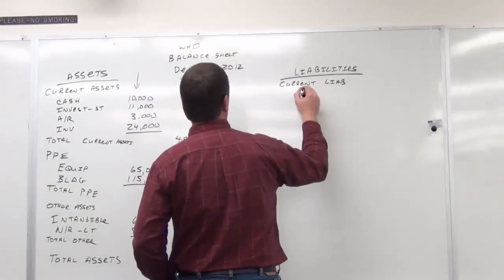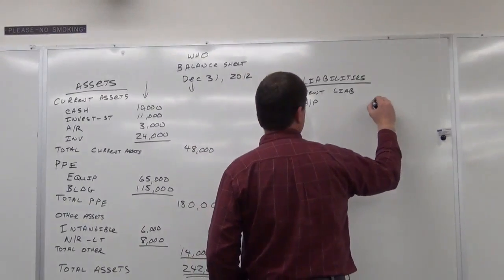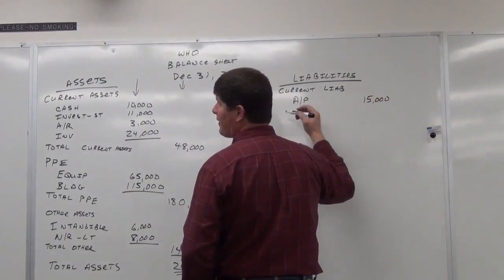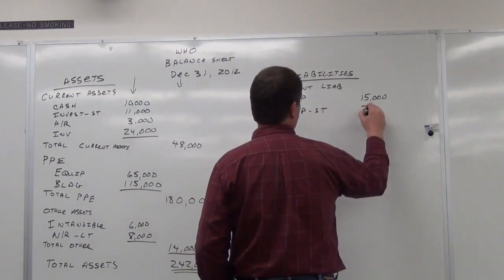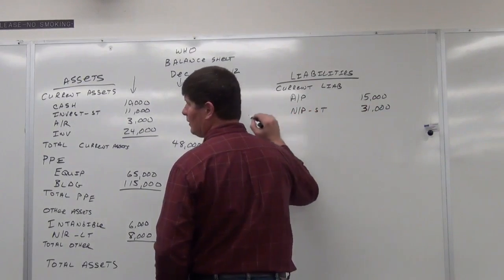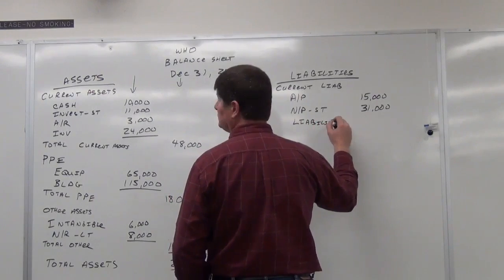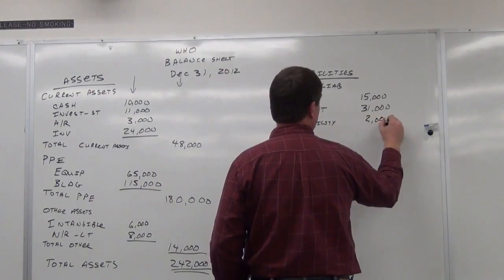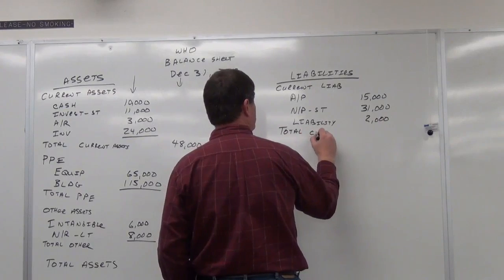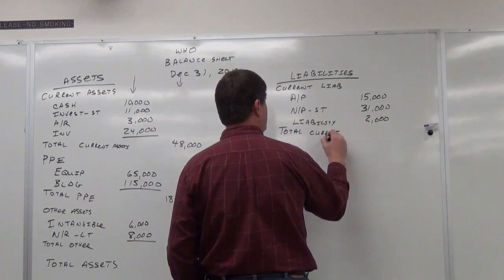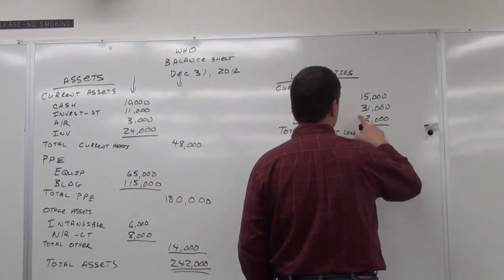So I have accounts payable. And how much is that? 15,000. Note payable, short term of 31,000. Liabilities payable of 2,000. That's all of them. So now I have total current liability of 48,000.